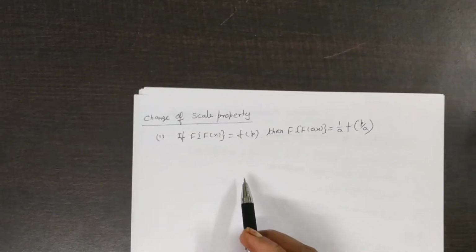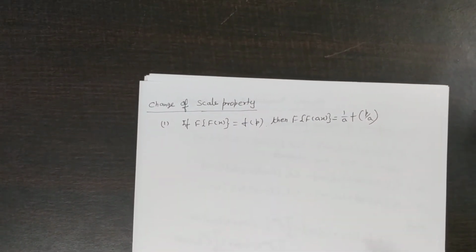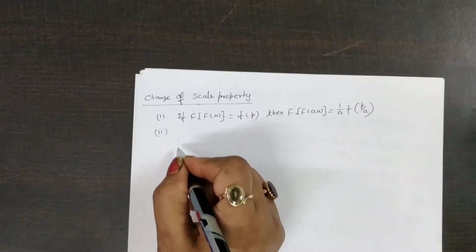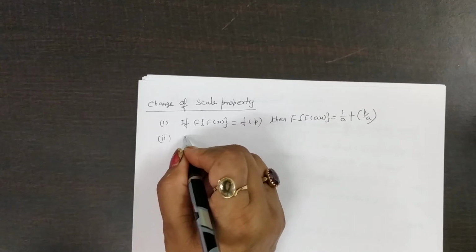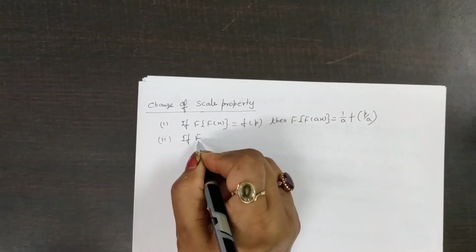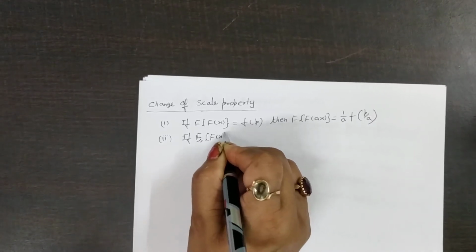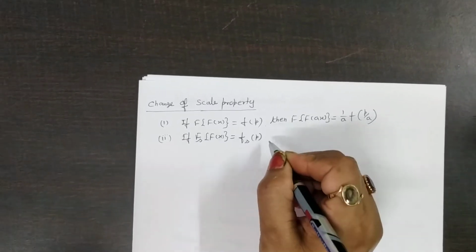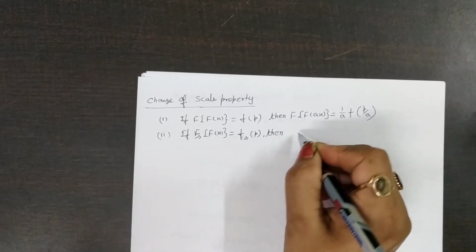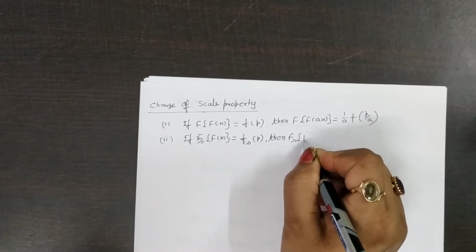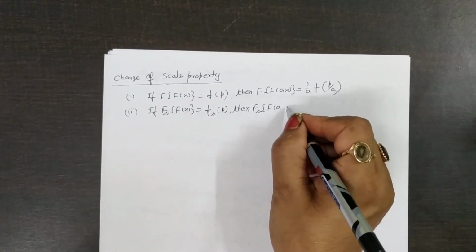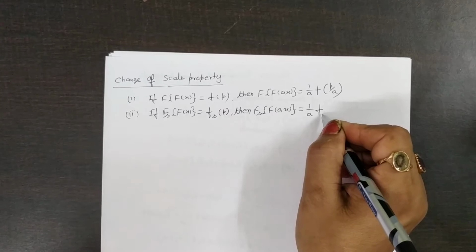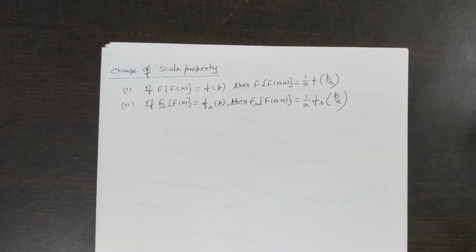Similarly, we can write the scale property for the sine and cosine transforms. The scale property of the sine transform is: if F_s of f(x) is equal to F_s(p), then F_s of f(ax) is equal to 1 by a F_s of p by a.